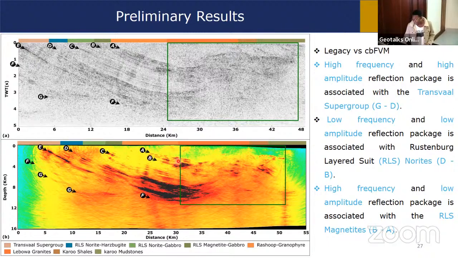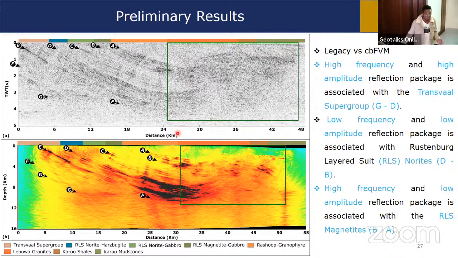And these reflections here, which actually appear better near the surface on the legacy stack, are associated with Rustenburg Layered Suite magnetite. And this seismically transparent region on top here correlates to the Lebowa granites and Rashoop granophyres.